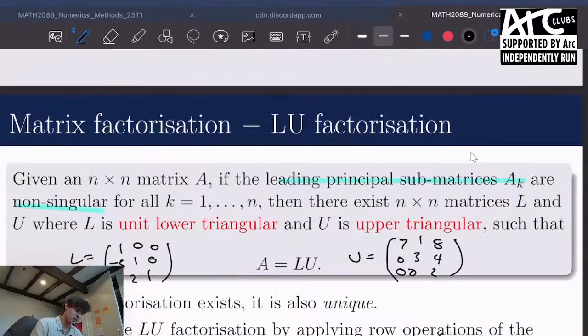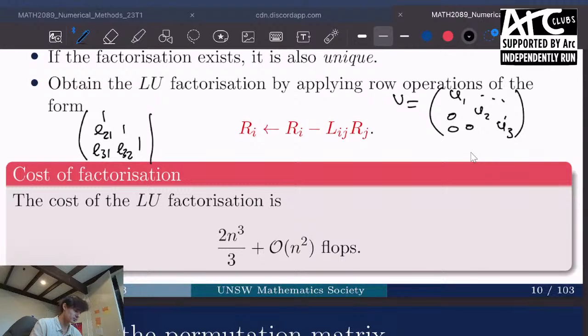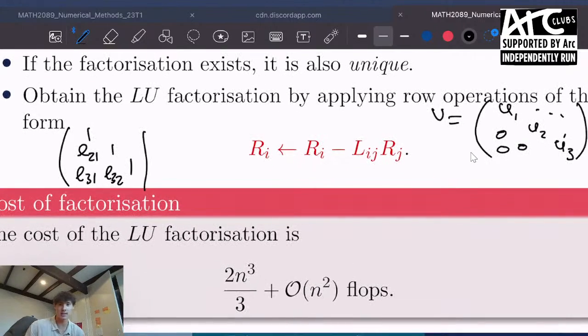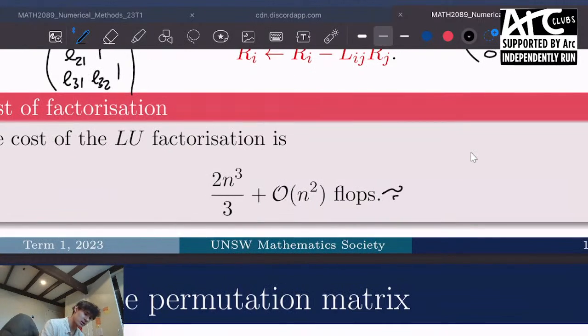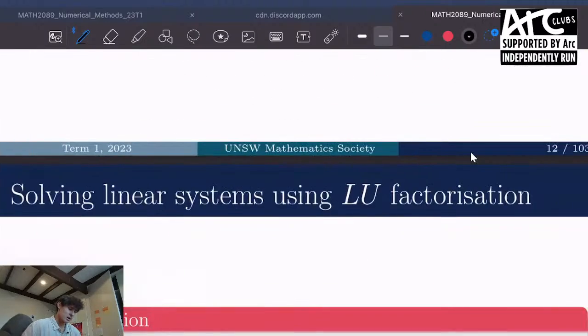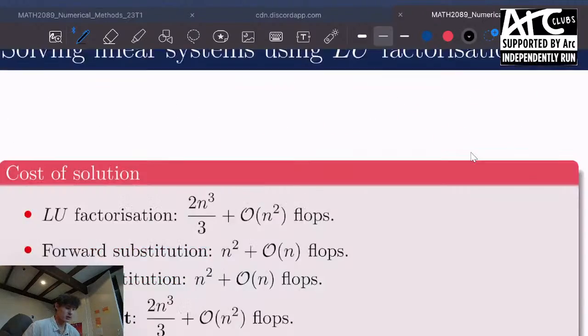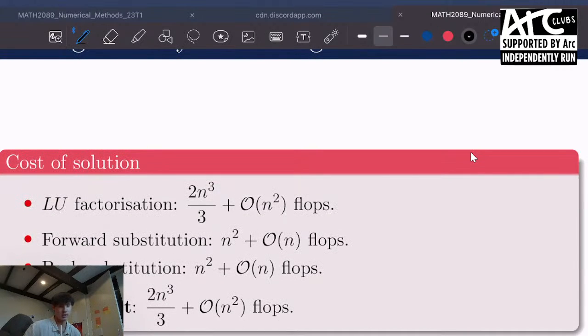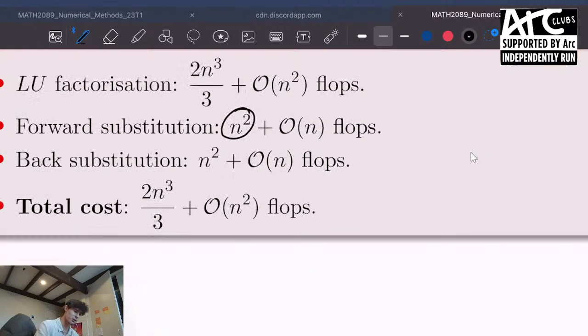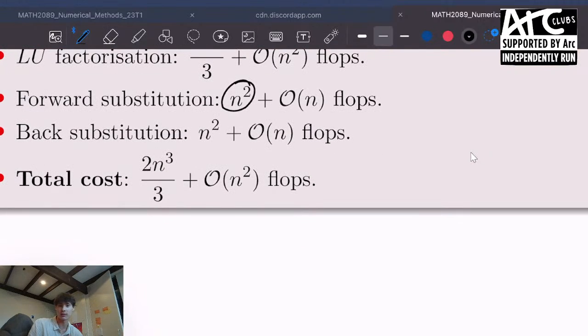Now, something important to look at is the cost of factorization. So in this case, how many flops does it take to actually find an LU factorization? The answer is it takes 2n cubed over 3 plus O of n squared flops, which is roughly equal to just 2/3 n cubed flops for large n. Okay, so that's how many floating point operations it takes. Now, when it comes to actually solving the linear system, so not only factorizing, but also doing the forward and back substitutions, those add an extra n squared flops. So the total cost will be 2n cubed divided by 3 plus O of n squared flops.